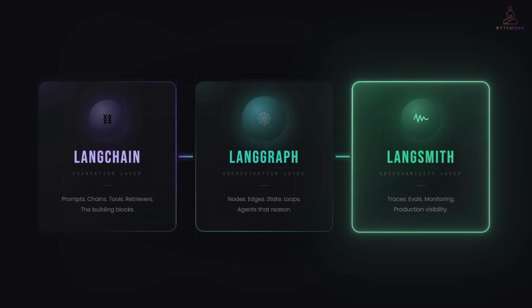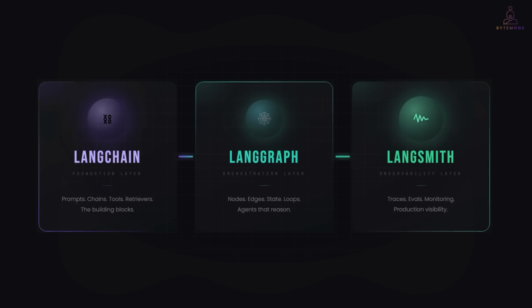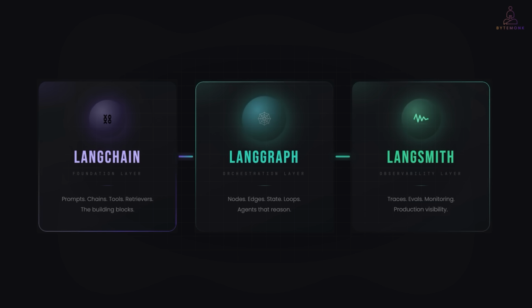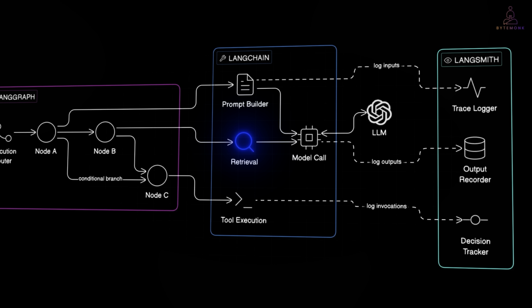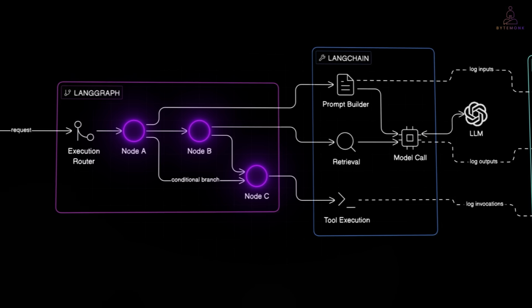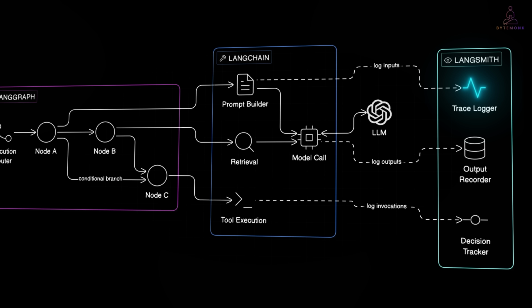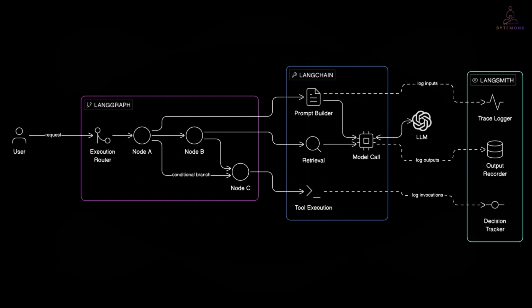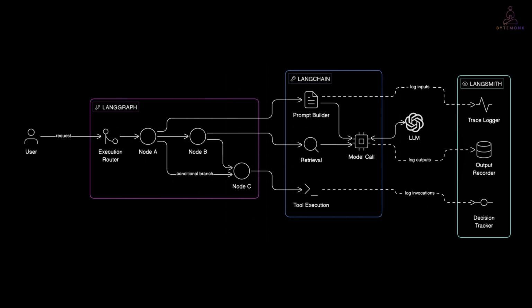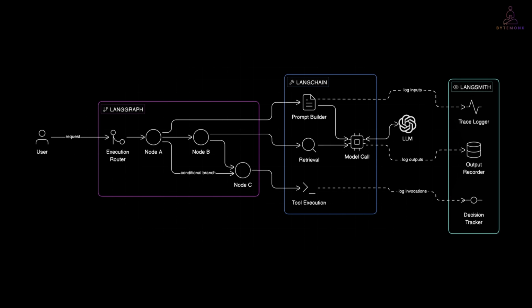LangChain, LangGraph, LangSmith. Three names you keep seeing in every serious AI engineering discussion right now. Not in research papers, in production, in systems that retrieve from real data, call external tools, run multi-step reasoning loops, and get monitored like actual software. But most people who have heard of them or even used them have a fuzzy picture of what each one does, why all three exist, and how they fit together.